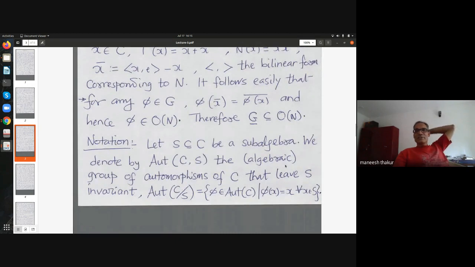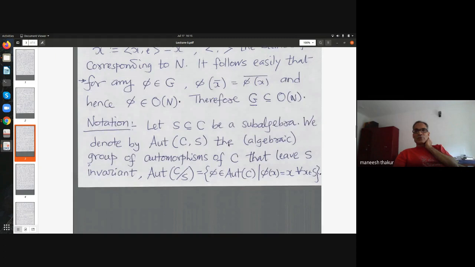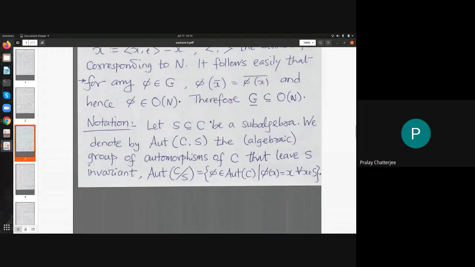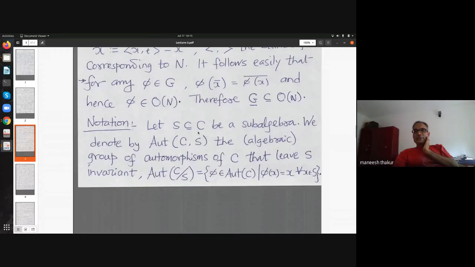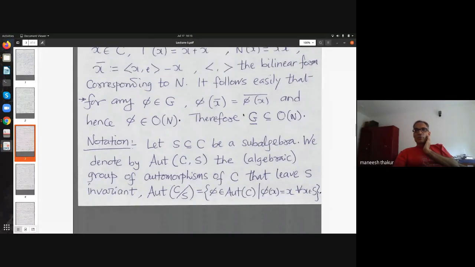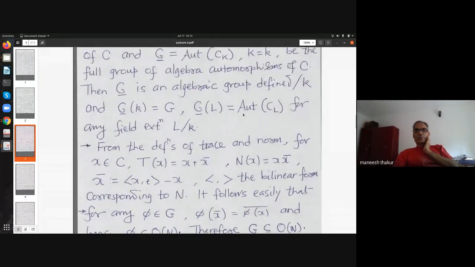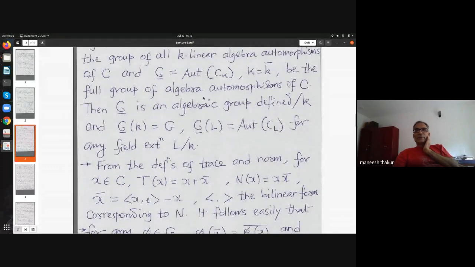So let's now compute a couple of subgroups for automorphisms. What is G bar, Manish? This G bar is the algebraic group of automorphisms of the octonion algebra. So here, G bar is automorphisms of C tensor K, where C is the octonion algebra we fixed. And L rational points are automorphisms of C tensor L for any field extension.